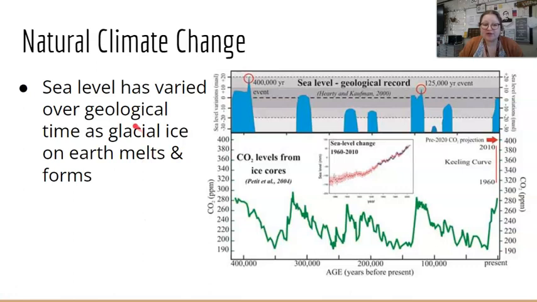Sea level also has varied over geological time as glacial ice on Earth melts and forms. If it's a warmer year, we're going to have less glacial ice. If it's a colder year, we're going to have more glacial ice. And when that ice melts, it has to go somewhere, and it goes into the ocean.